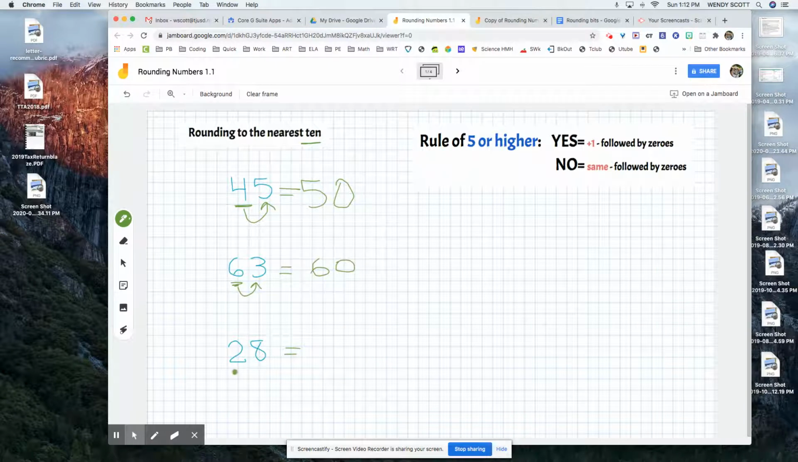28. 2 is my tens number, so I underline that one. I look to the right. I have an 8. Is 8 5 or higher? Well, yes, it is. So that means my tens number is going to go up 1. So instead of a 2, it becomes a 3, and the 8 is a 0, right?